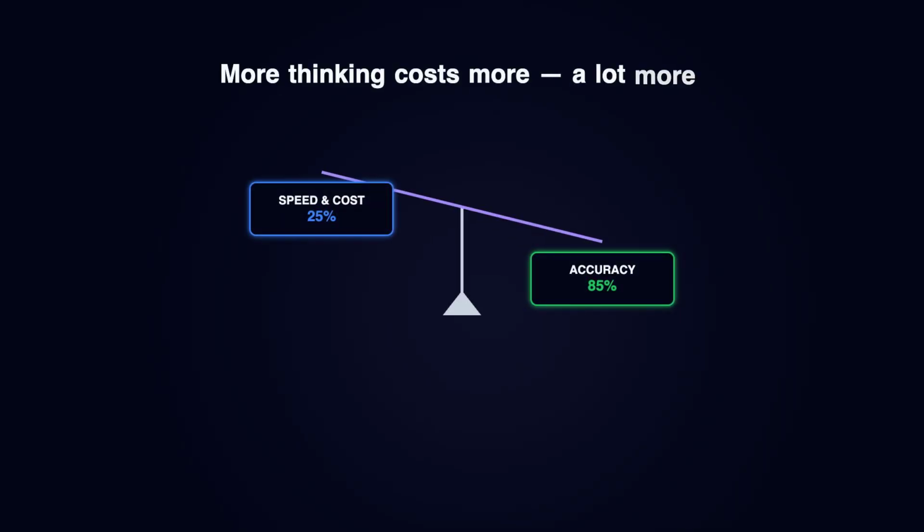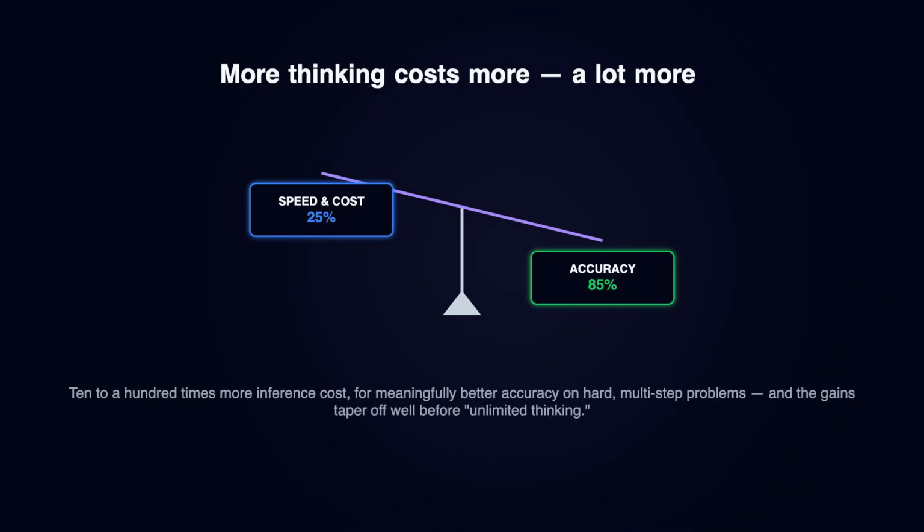All of that thinking isn't free. Reasoning models cost 10 to 100 times more per answer than a standard pass, and take noticeably longer to respond. In exchange, you get meaningfully better accuracy on hard, multi-step problems: math, logic, planning. But the gains taper off past a certain reasoning effort. Spending even more tokens barely moves the needle.